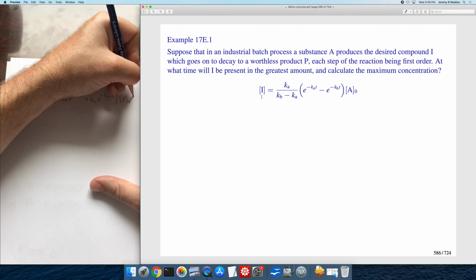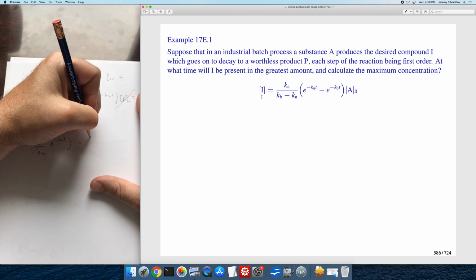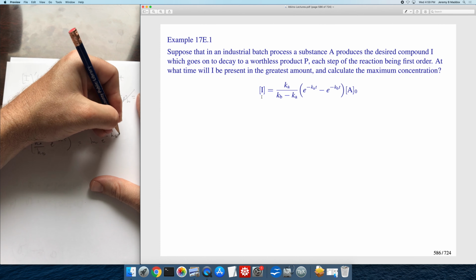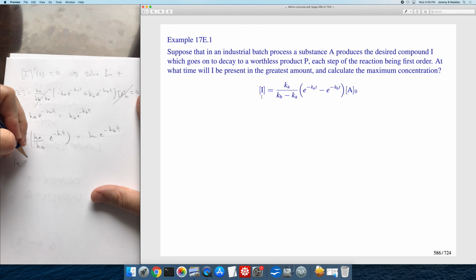You can cancel out the constants. You're going to have then Ka e to the negative Kat equal to Kb e to the negative Kbt. You can rearrange, and then take the natural log of both sides. So we'll do the natural log of Ka over Kb e to the minus Kt equals the natural log of e to the minus Kbt. Break this up using logarithms.